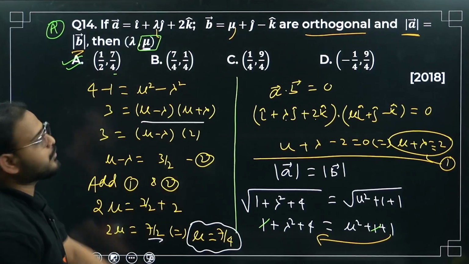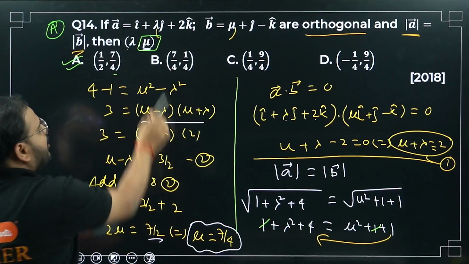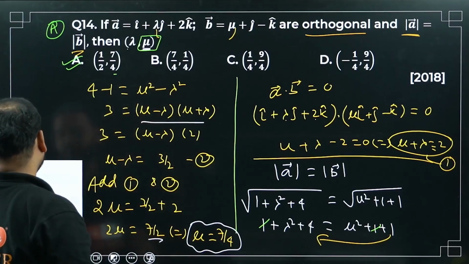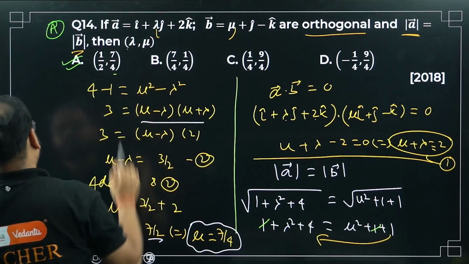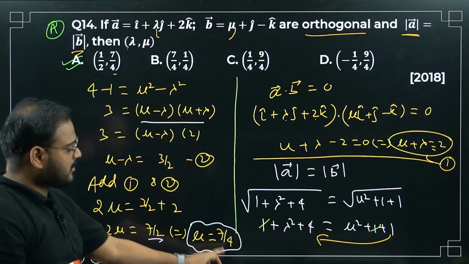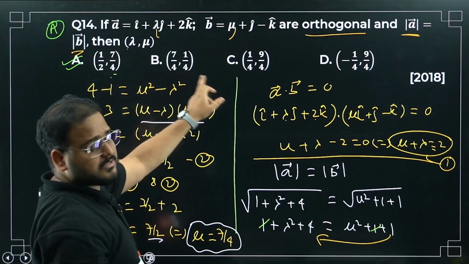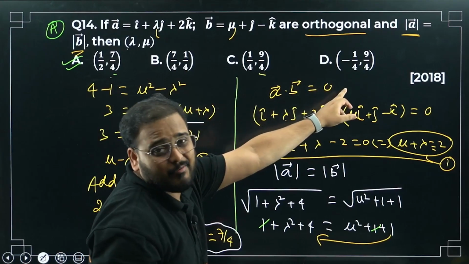So lambda has to be 1 by 2. How come, sir? They're asking us lambda comma mu. Please check. They're asking us lambda comma mu, sir. And what is mu, sir? Mu is 7 by 4. Which option suits it? 7 by 4 is here. Here 1 by 4 is there. Here 9 by 4 is there.